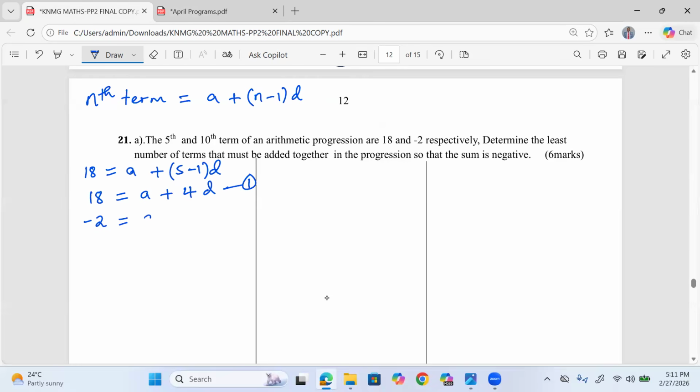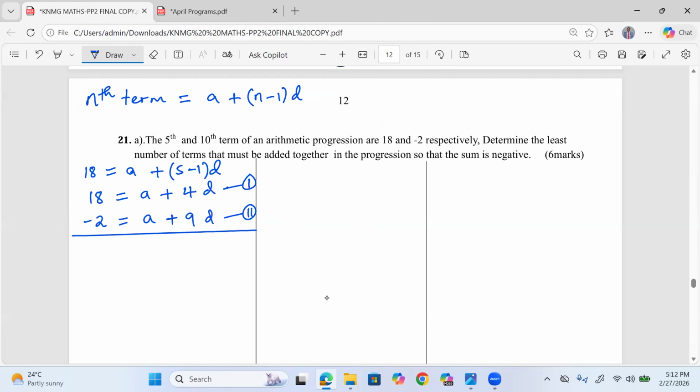-2 equals the first term plus 10 minus 1, according to the formula, times d. 10 minus 1 gives us 9 times d. You see? So we are already having two equations. We call them simultaneous because the coefficients of A are the same in the two equations.